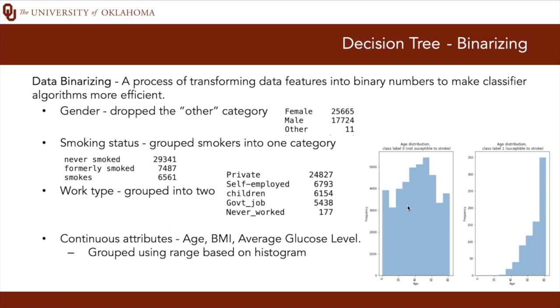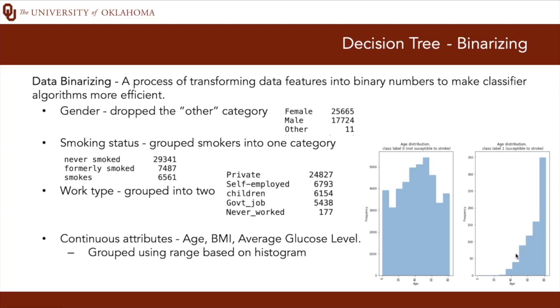On the left, we have the age distribution of people who are not susceptible to stroke, that is class label 0. And on the right, we have the age distribution of people who are susceptible, that is class label 1. We see that there is a good spike at the age of 50, and the binary splitting can also depend on domain knowledge. In general, we know that above 50, the possibility of having a stroke is higher.